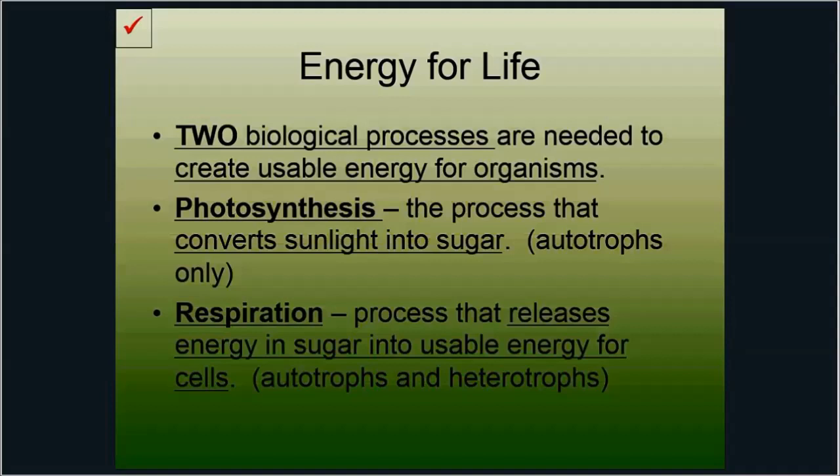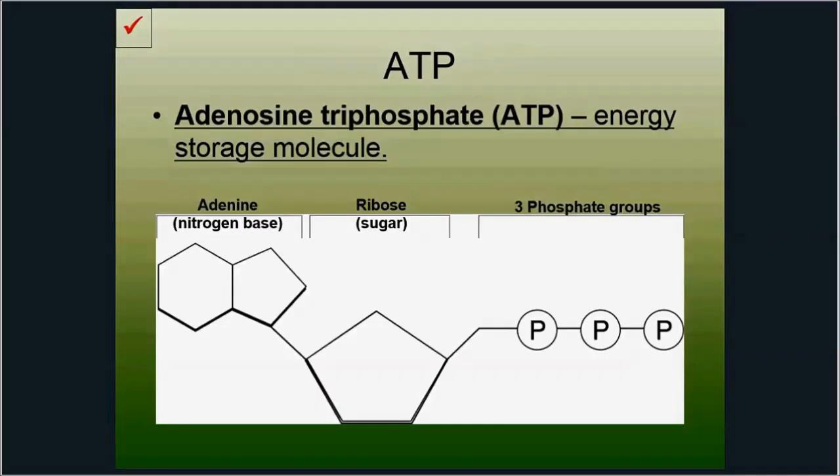And then cellular respiration. Do not confuse this with the ability to breathe in and out. Cellular respiration is done in the mitochondria in your cells, and it is taking that glucose, sugar, and turning it into usable energy for your cells. This is done by both autotrophs and heterotrophs, not just heterotrophs.